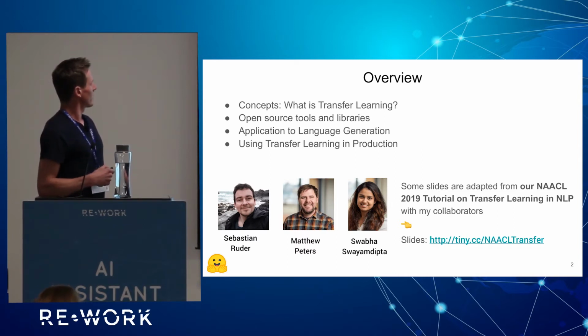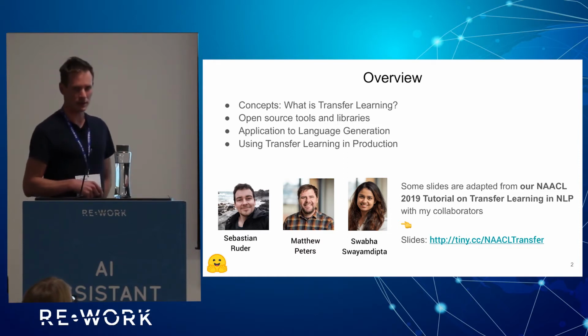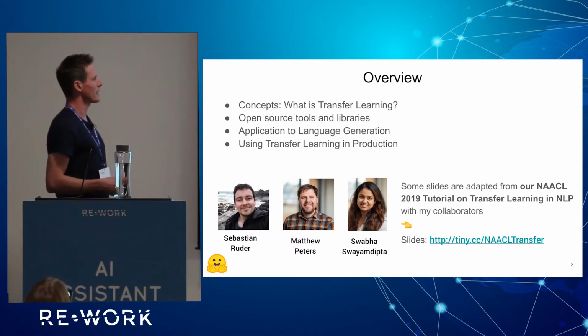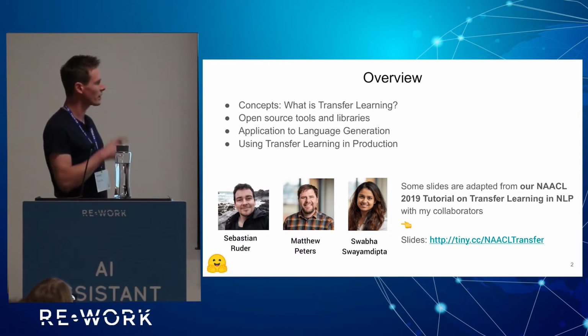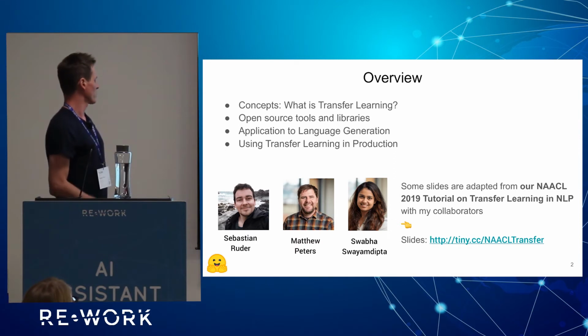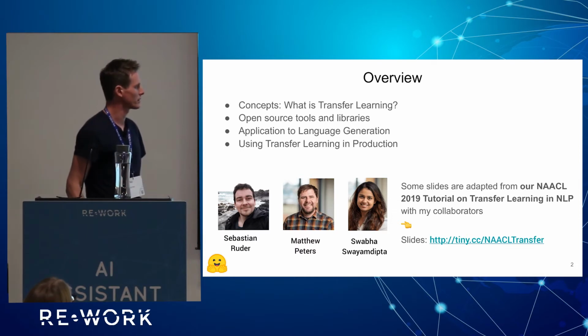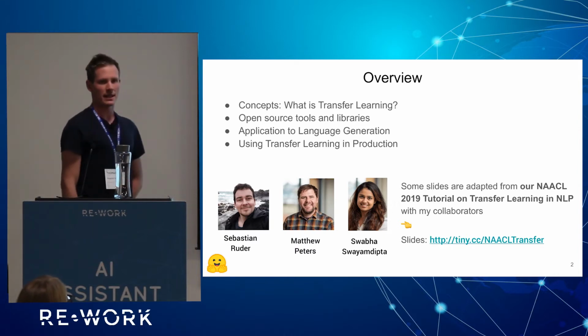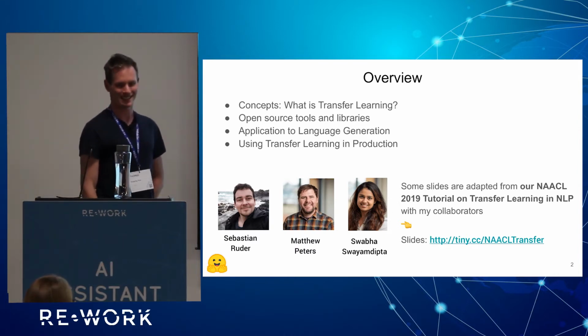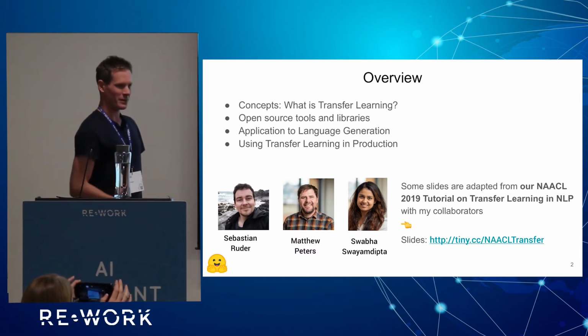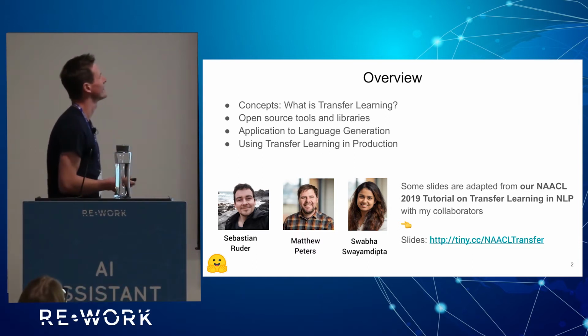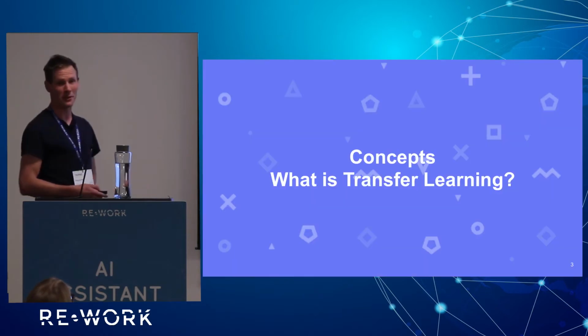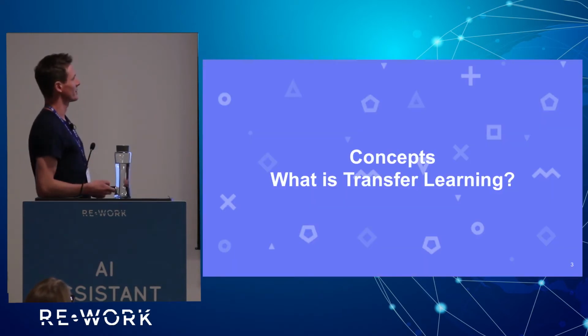So this is the overview to get you all on the same page. Concept, as I said, what is transfer learning, because maybe you're not all familiar with it. Open source tools, application to language generation, and some words about using that in production, because that's a huge focus for us. Some slides from this are adapted from a tutorial I gave at NAACL with my awesome collaborators, Sebastian Ruder, Matthew Peters, and Swabha. That was earlier this summer. So if you want more details, just go to these slides. There are like 300 slides with hands-on coding exercises, everything. So a lot more than what I'll be able to cover today.